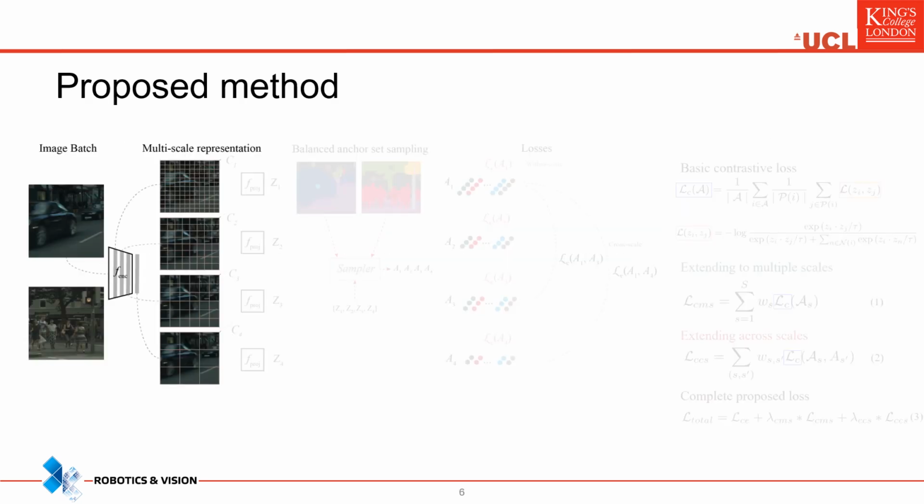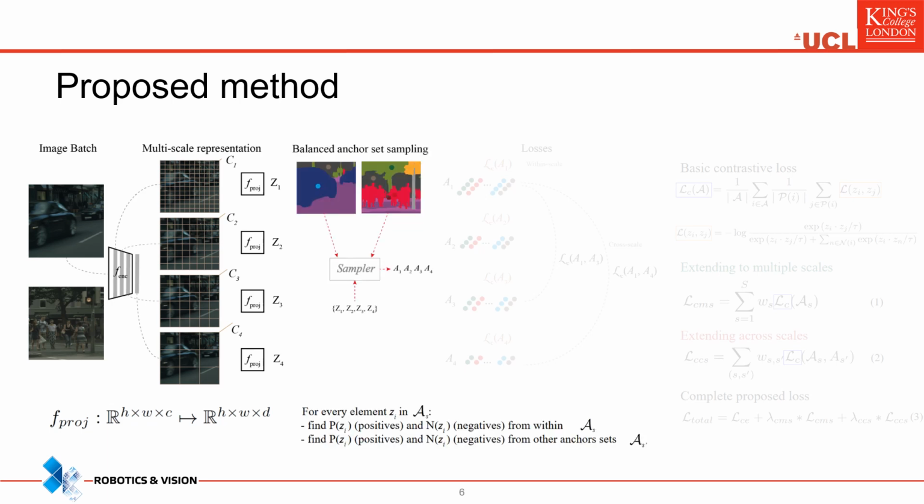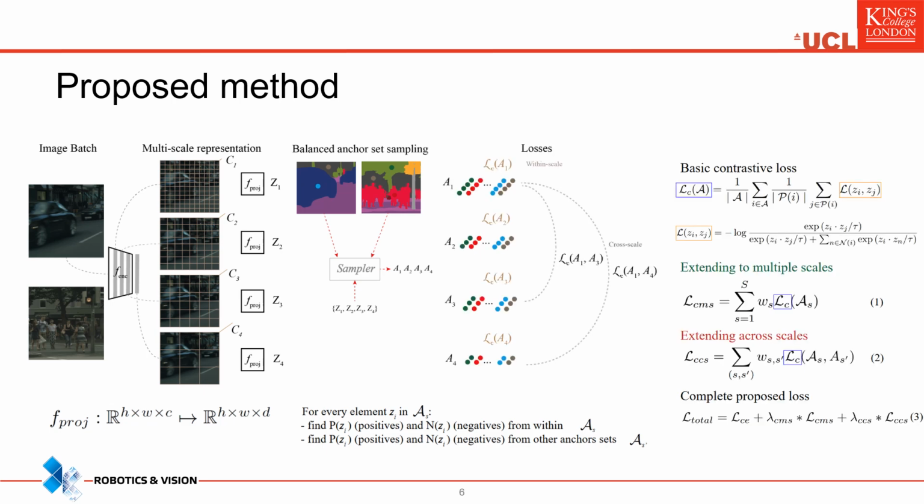The proposed method is as follows. First, given a batch of images, we obtain their multi-scale representation using the model. Then each scale's features are independently projected to a common feature space. There we perform balanced anchor sampling at each scale independently to avoid computing loss terms dominated by the majority classes. Then, for each element in the anchor set, we find positives and negatives from the anchor set itself, but also from anchor sets of other scales. Then we compute the contrastive loss term at multiple scales and also across them.